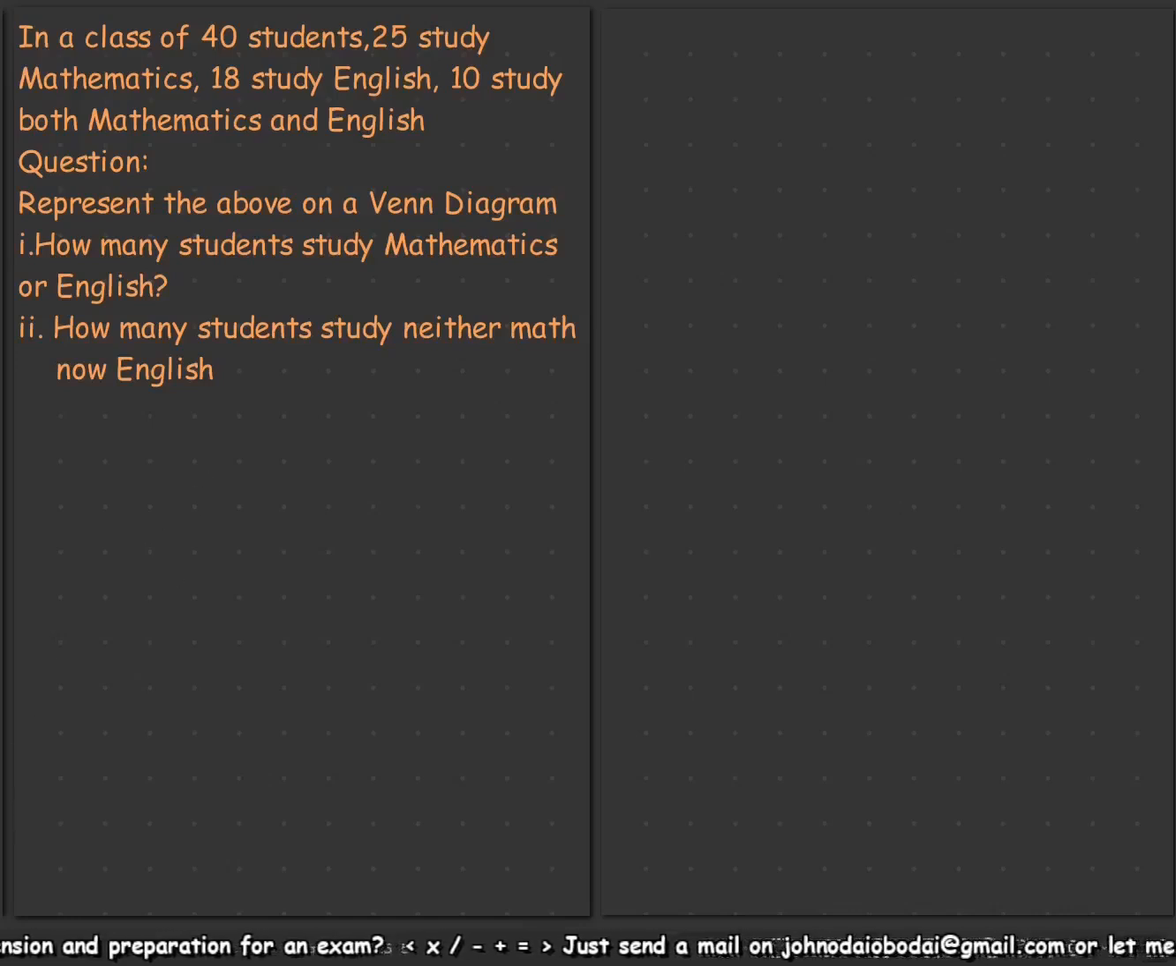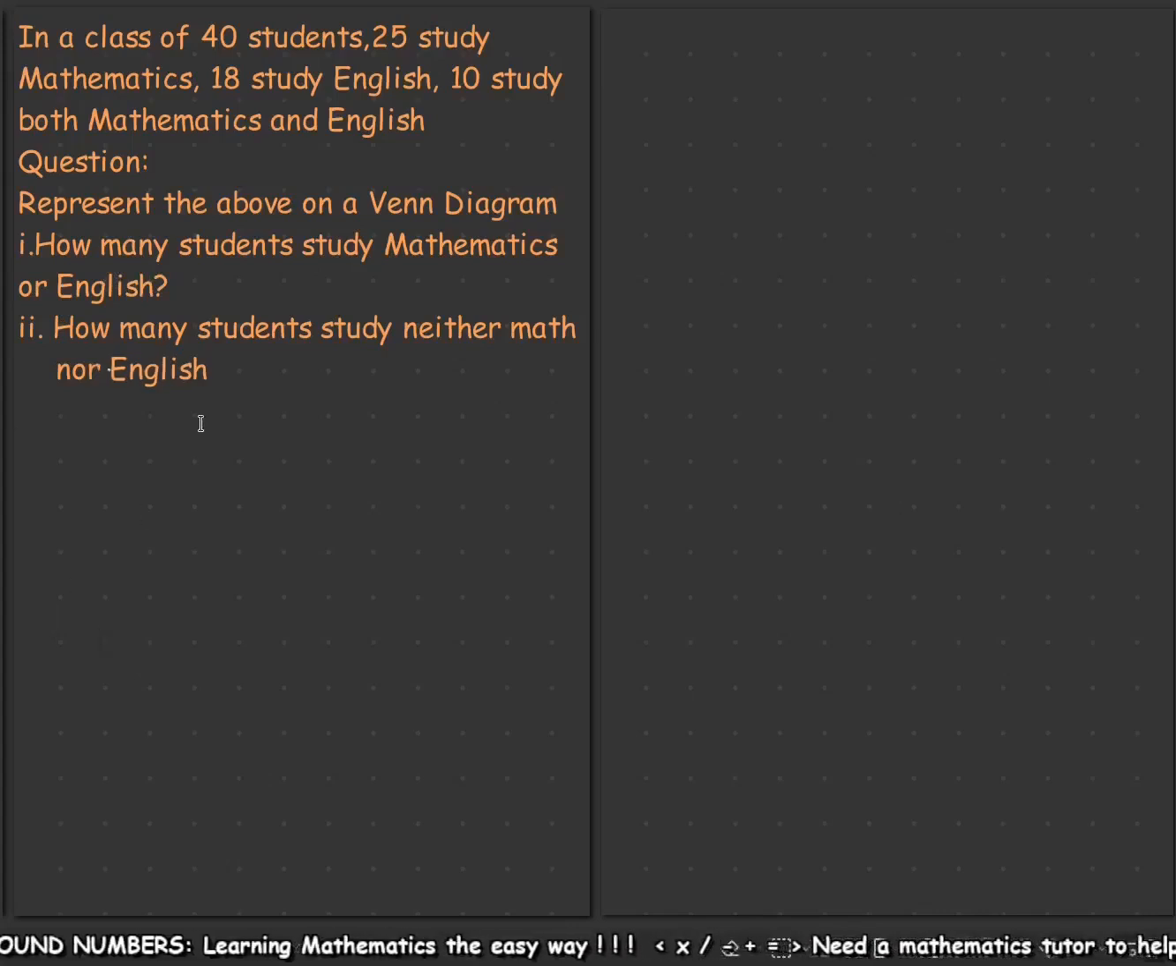For our first question, it says in a class of 40 students, 25 study mathematics, 18 study English, and 10 study both mathematics and English. The questions are: first, represent the above on a Venn diagram. Secondly, how many students study mathematics and then English? And the third says, how many students study neither maths nor English? So how do you go about this question?